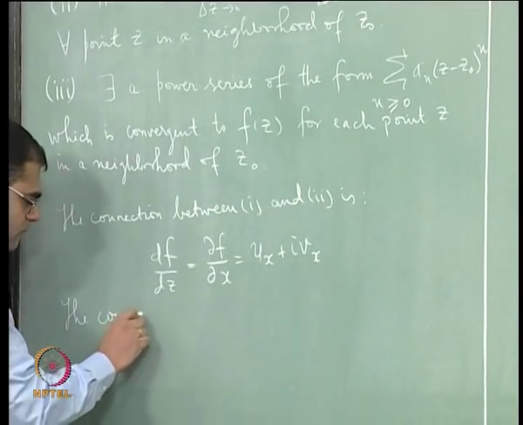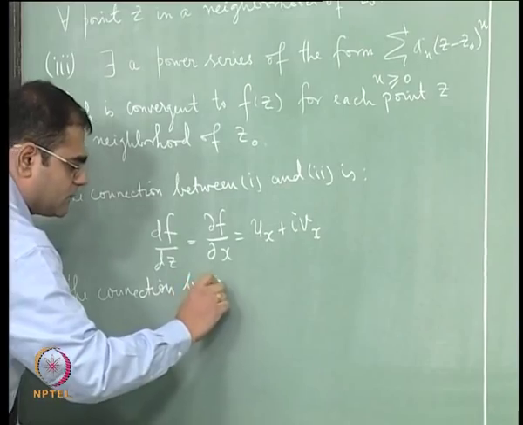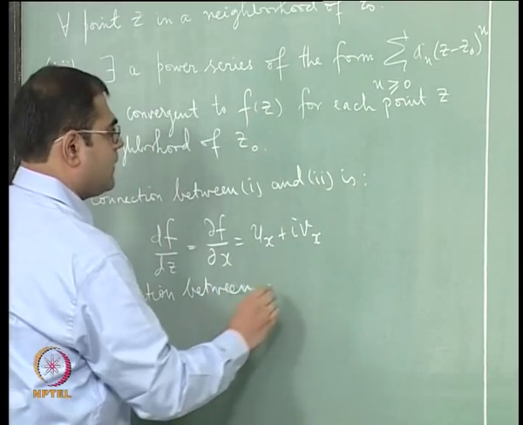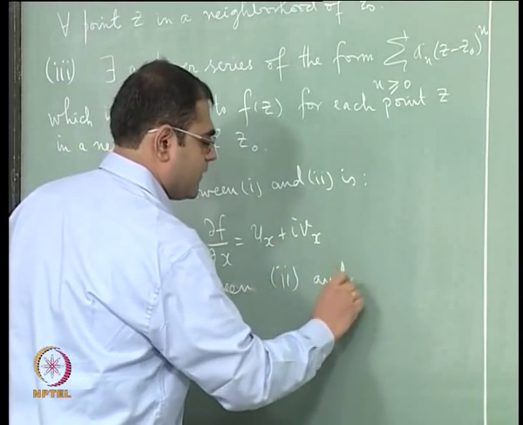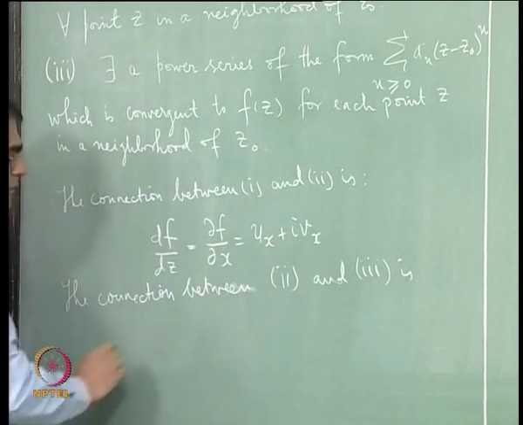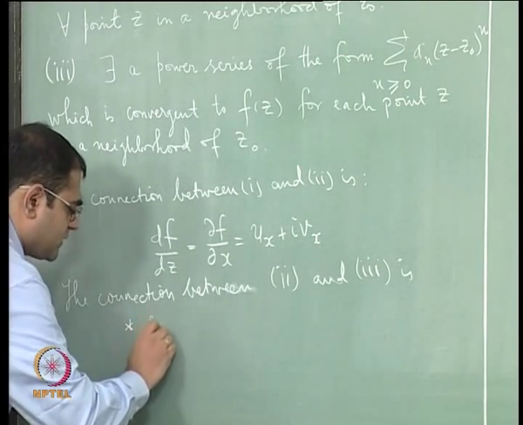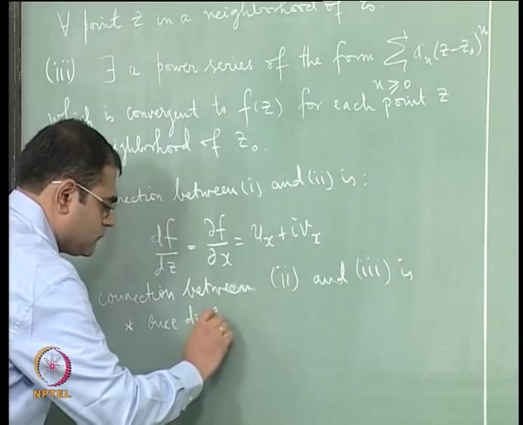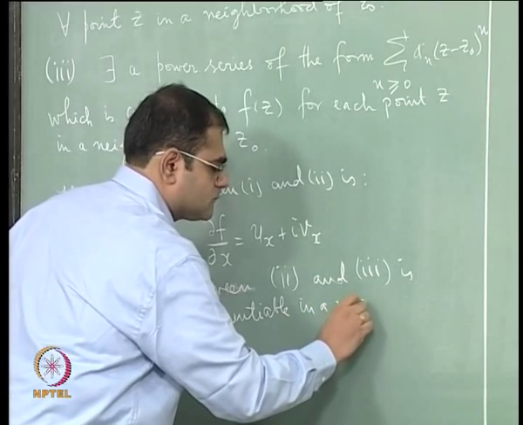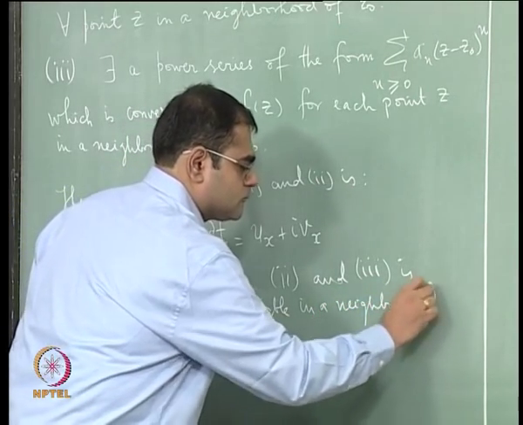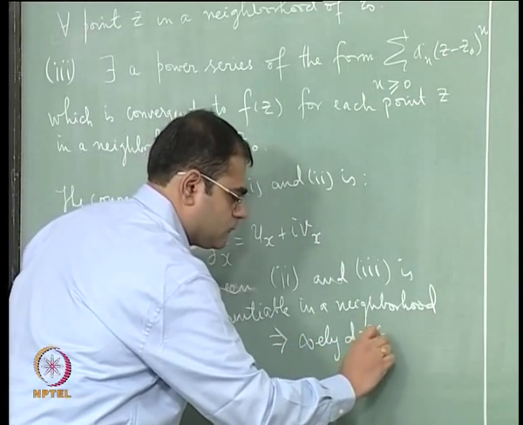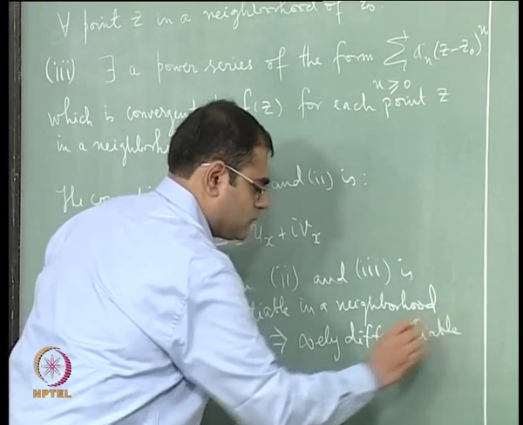The connection between 2 and 3 is, so the first thing is once differentiable in a neighbourhood implies infinitely differentiable in a neighbourhood.